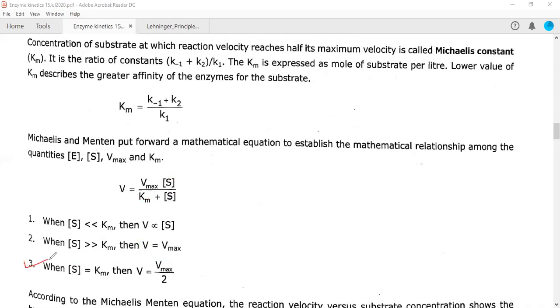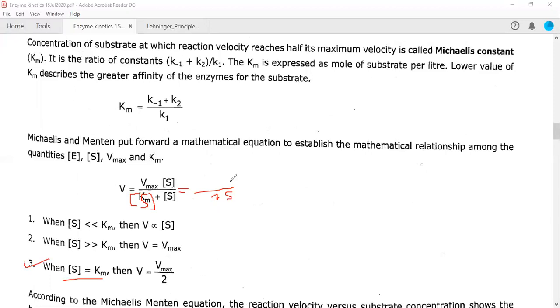So for the third one, when the substrate concentration is equal to Km, here you can assume that this Km is equal to substrate concentration. So I'm placing substrate concentration instead of Km here. So if you are having substrate concentration instead of Km, this will become 2S, and it will be divided by 2S. Now this substrate concentration will cancel this substrate concentration below, so that this will become equal to V maximum divided by 2.